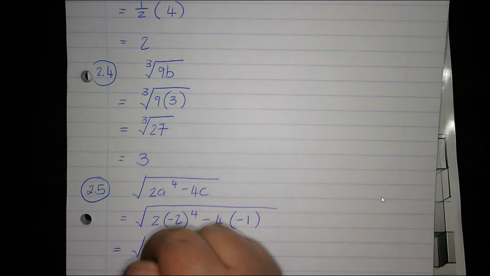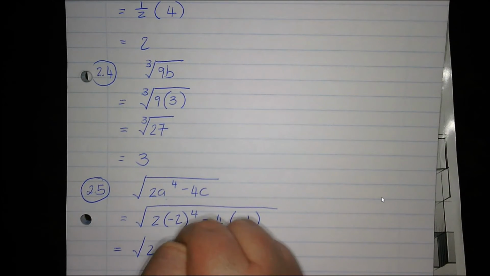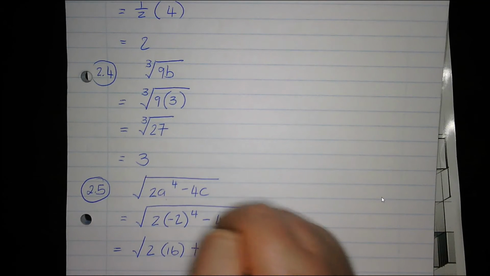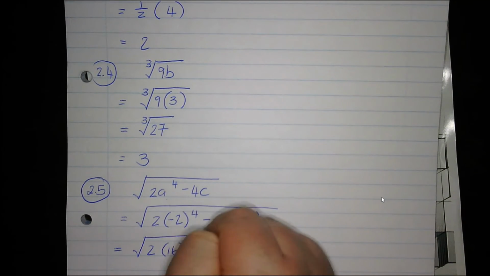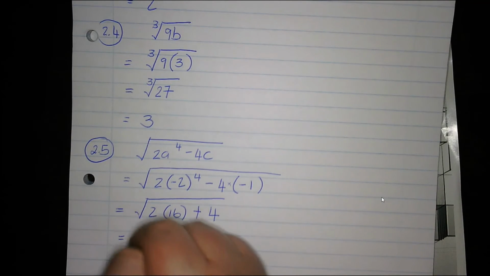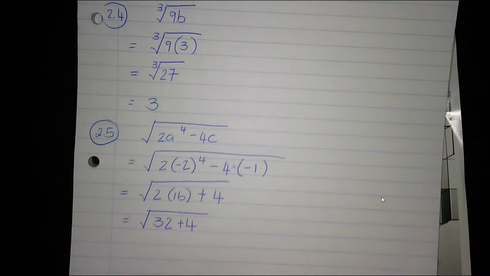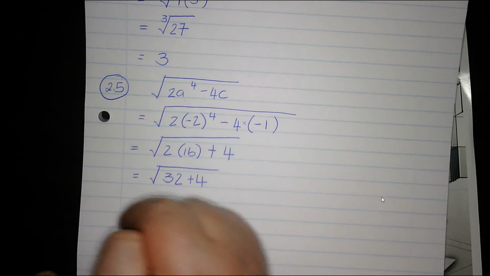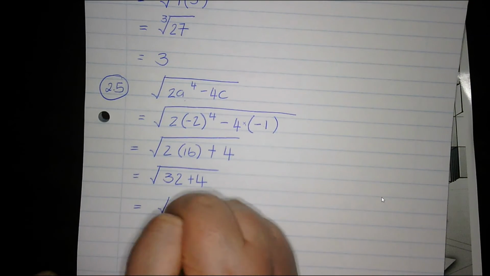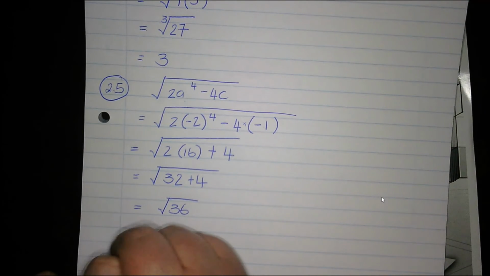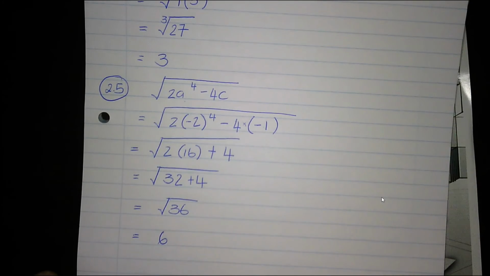That's 2 times, and then remember when you're typing this into your calculator, the brackets are very important. That's going to give us 16. And then a negative and a negative multiplied together gives us a positive. 4 times 1 is 4. 2 times 16 is 32, plus 4. And then 32 plus 4 gives us 36. Remember to simplify under the root first, and then the square root of 36 is 6.